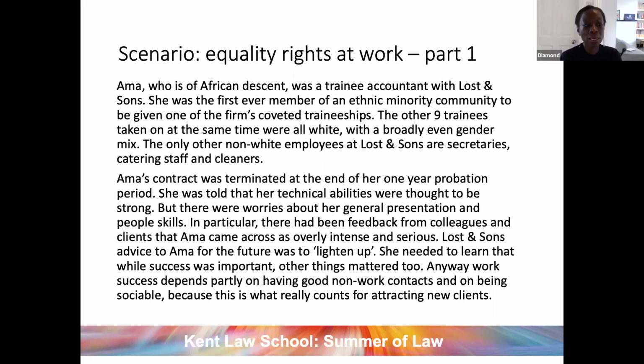She needed to learn that while success was important, other things mattered. And she needed to be able to have good contacts from outside of work, to be sociable. So in order to attract new clients to the accountancy firm, she needed to have contacts of potential clients and to be socializing with these potential clients. So those are the reasons she was given for why her probation was ended whilst the other trainees were kept on.